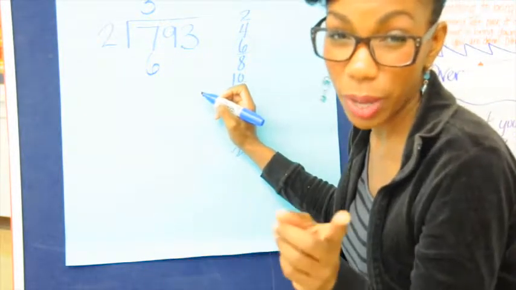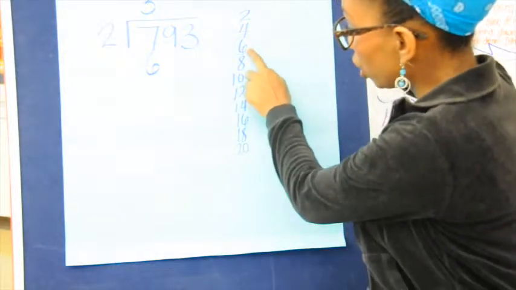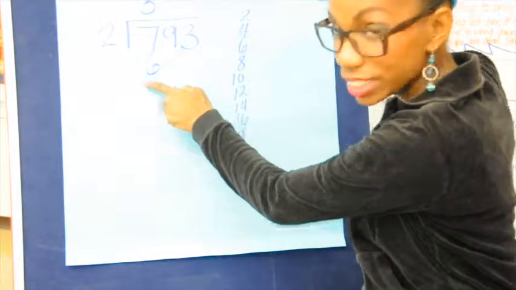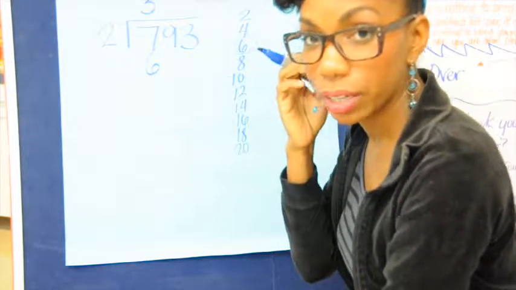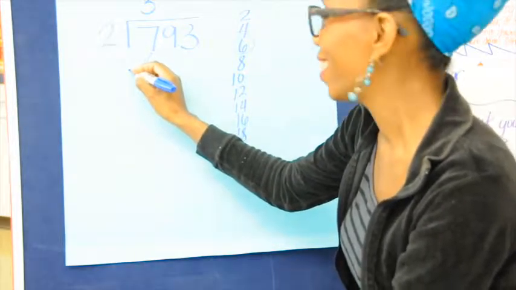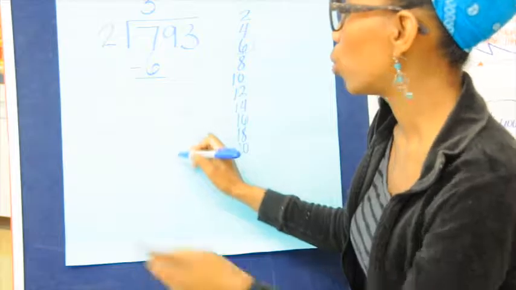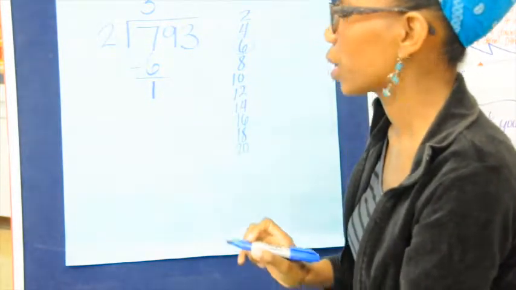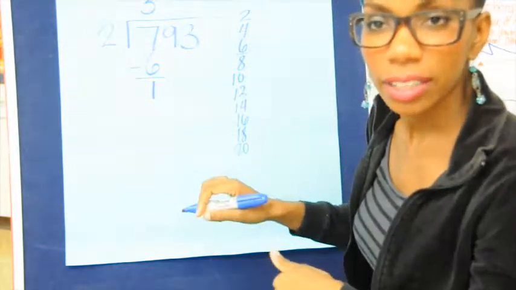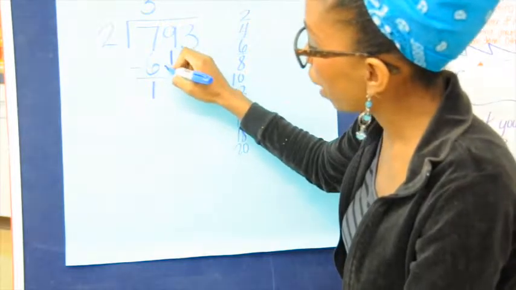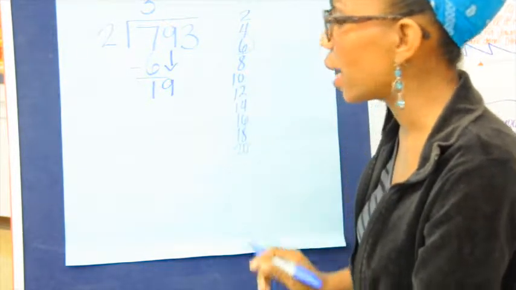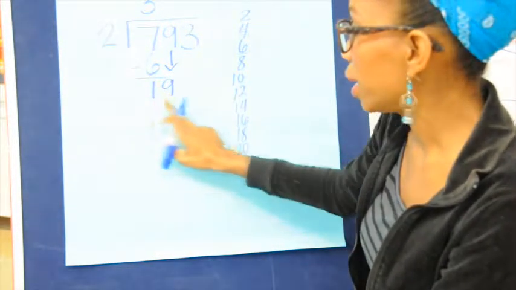Now, if I was one of those math antics people, I'd have this fancy video, and it would literally move that 6 over there for me. But I don't have that technology yet. Okay, now I subtract. 7 minus 6 equals 1. After I subtract, then I bring down the next digit, which is the 9. So now I'm looking at 19.